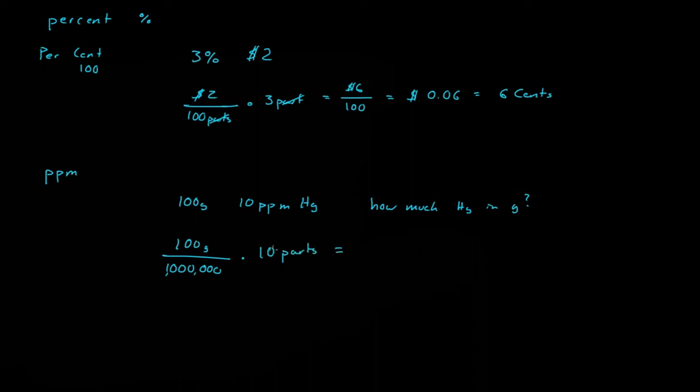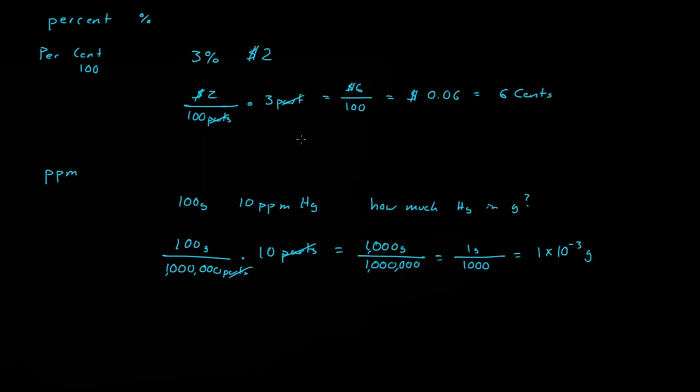Well, we take this 10 and multiply that by 100, so we get 1,000 grams divided by 1,000,000. The parts cancel out there. So that is equal to 1 gram per 1,000, or simply equal to 1 times 10 to the negative 3 grams.